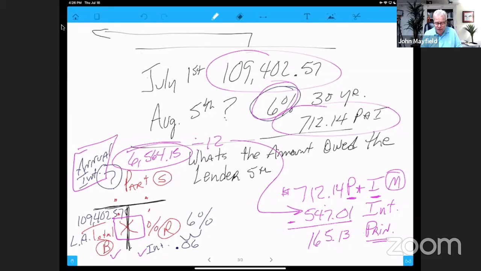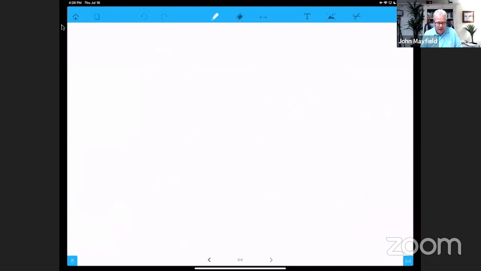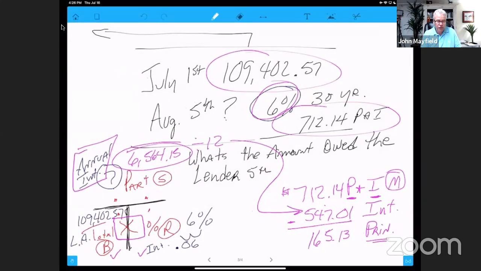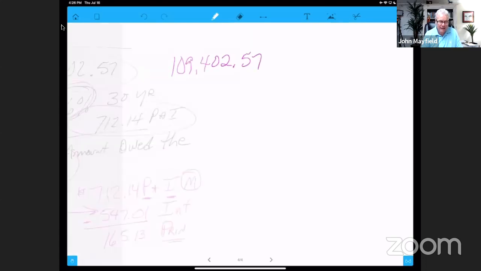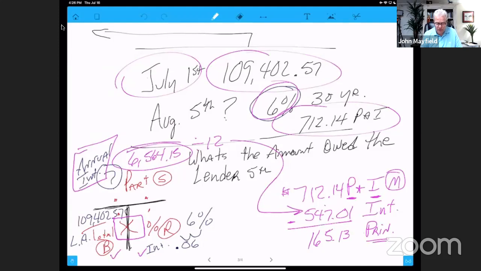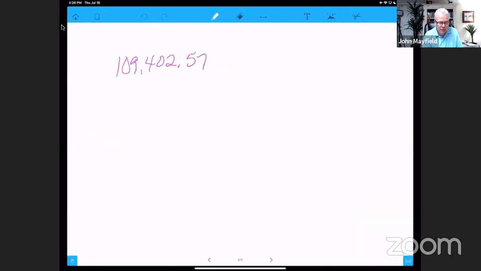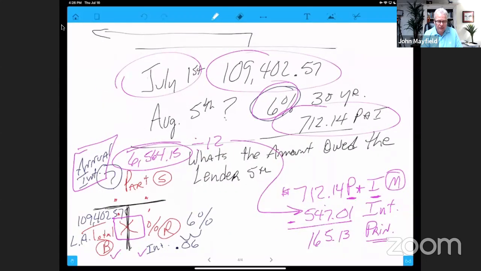So this then, let's go over here. The balance July 1st was how much? 109,402.57. And the amount that went to principal was 165.13. That was the principal we paid. Now, again, remember, we're making this payment on August 1st, right? Because that was the balance on July 1st.